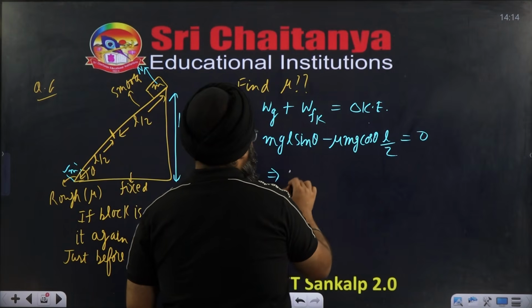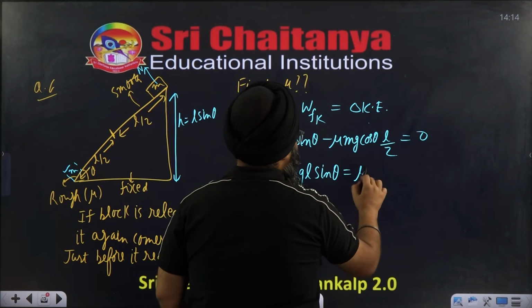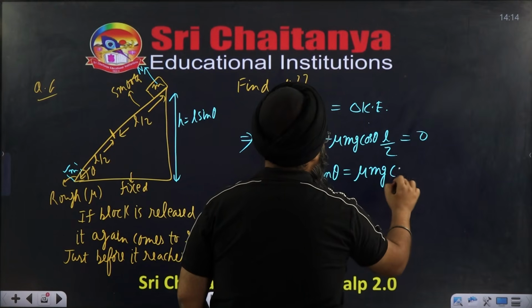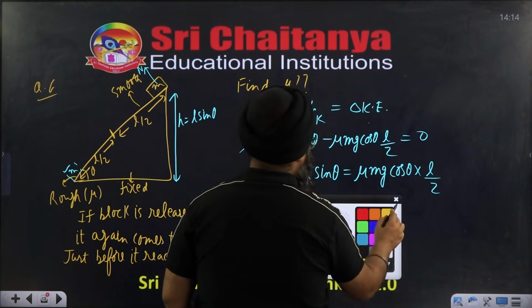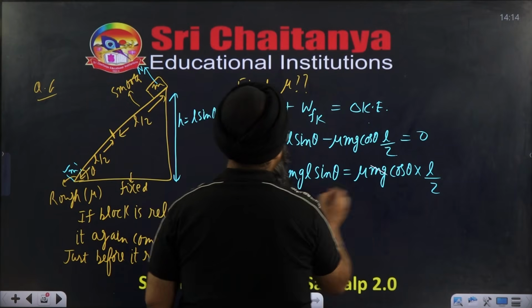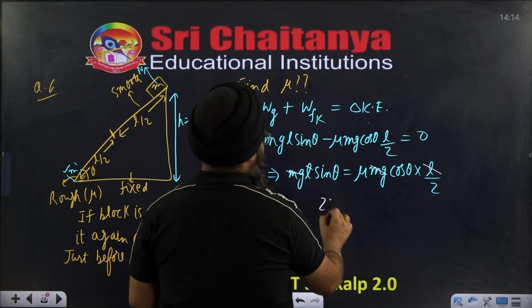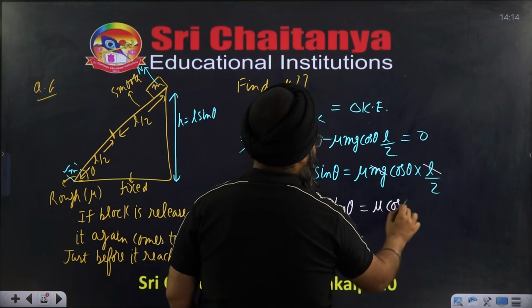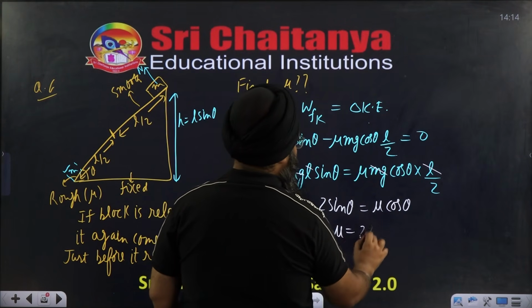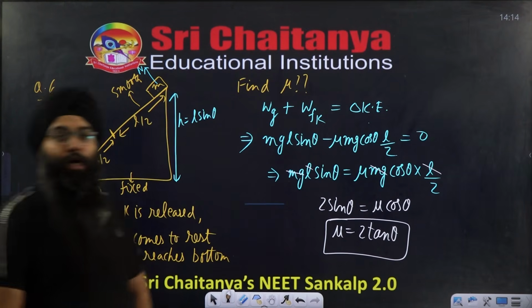So what are we getting? mg L sin theta equals mu mg cos theta into L by 2. Let's solve this. mg and mg will cancel, L and L will also cancel. So 2 sin theta equals mu cos theta. So mu will be equal to 2 tan theta. 2 tan theta will be the correct answer.